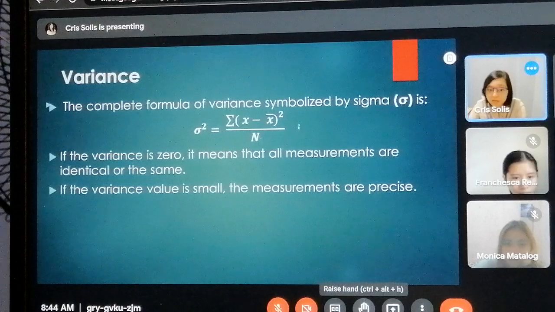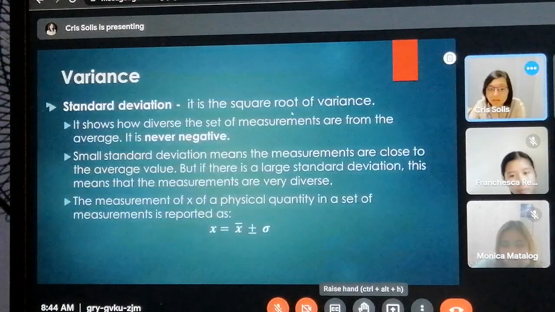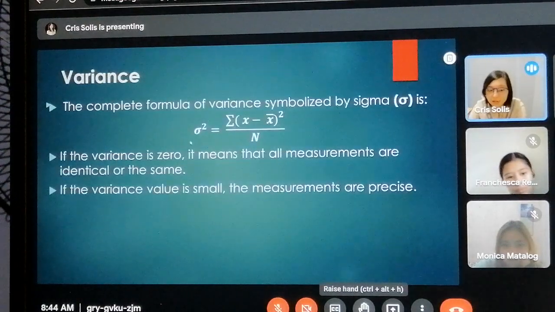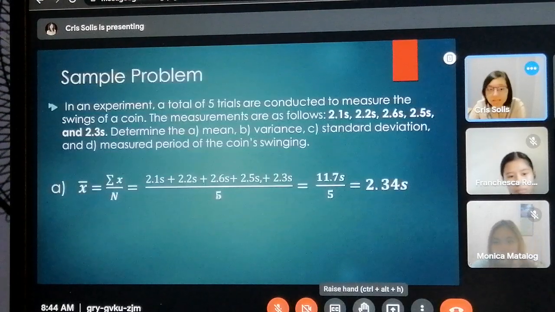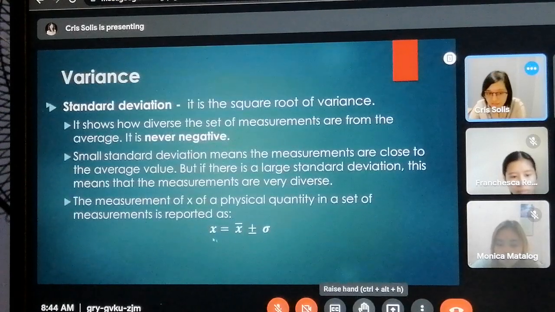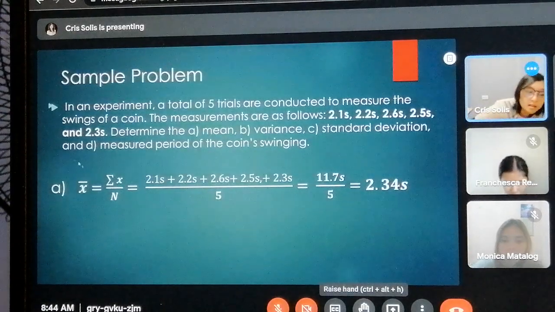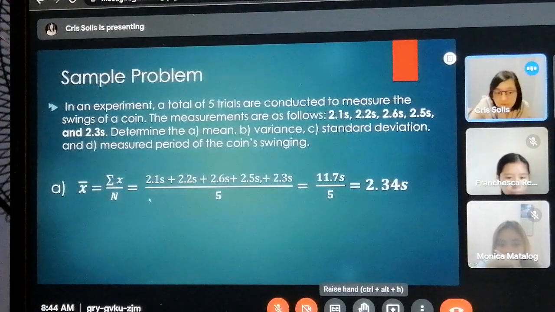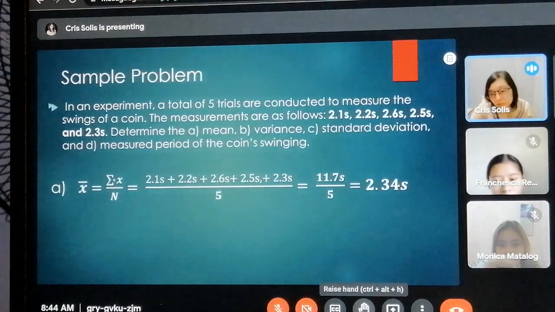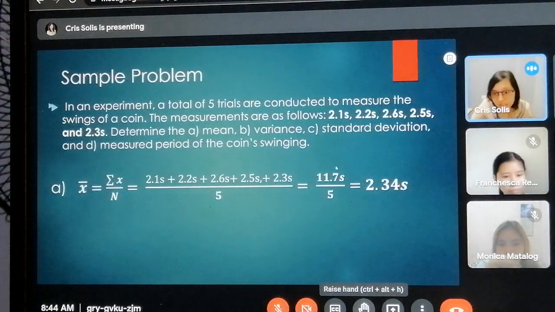This is the formula for your variance. For your standard deviation, it's just the square root of your variance. Then the last one is the measured period of the point swing. It's this one at the very end. Ito siya. Okay po? So let's try it first. You have to get the mean. It's a summation. Pag sinabing summation, you just have to add everything. So in this case, we're going to add all our given.